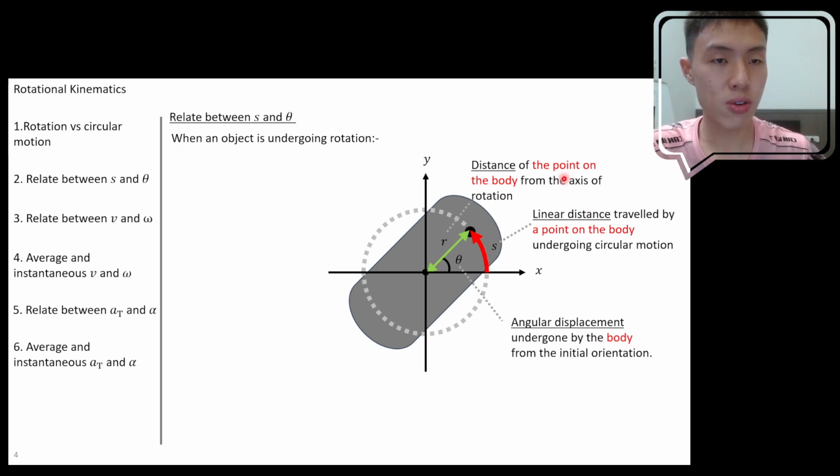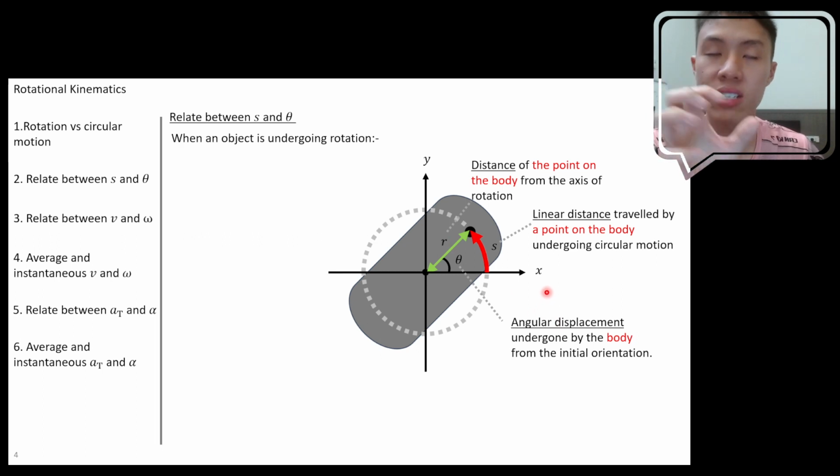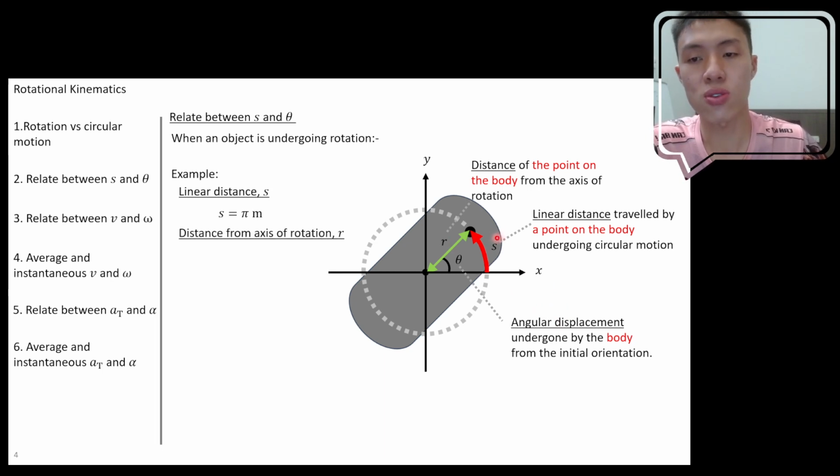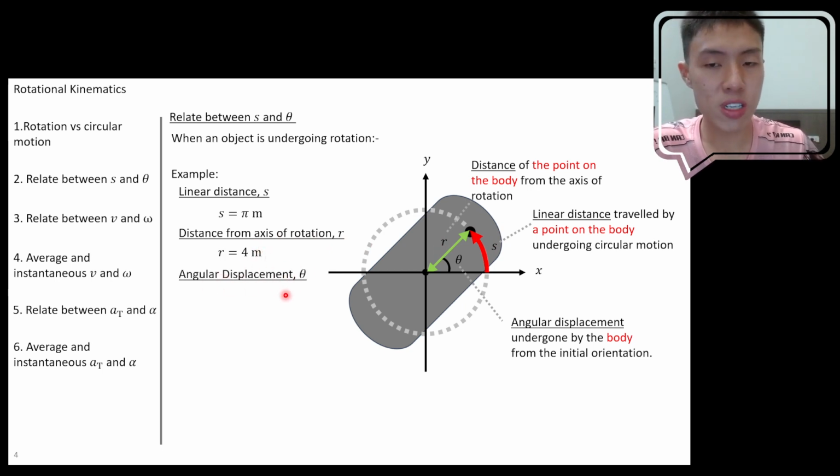So you can see that linear distance and R refer to a specific point, but the angular displacement is general. It's for the whole body that is undergoing rotation: how much angle has it been rotated? Let's put in some values. Let's say the linear distance is pi, the distance from the axis of rotation is 4 meters, and the angular displacement is 45 degrees. So this is the situation that we have.